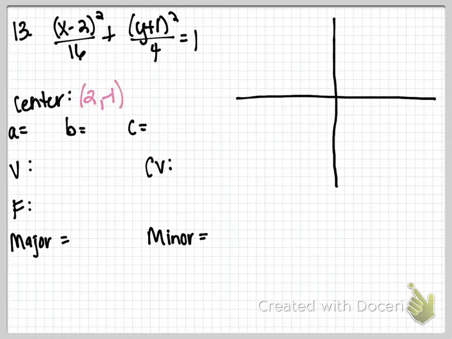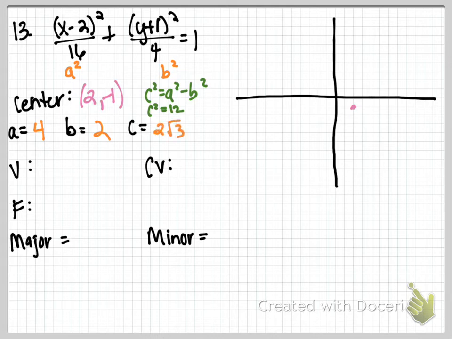So I'm going to go ahead and graph that. So there's my center. All right, now find A, B, and C. So remember, for ellipses, A is always the bigger number. So that means that this is A squared there, and this is B squared there. So A is 4, and B is 2. In order to find C squared, remember, you're going to use your equation: C squared equals A squared minus B squared. You get C squared equals 12. Simplify the square root of 12, and you're going to get 2 square root of 3.